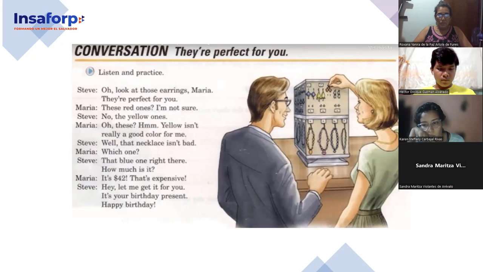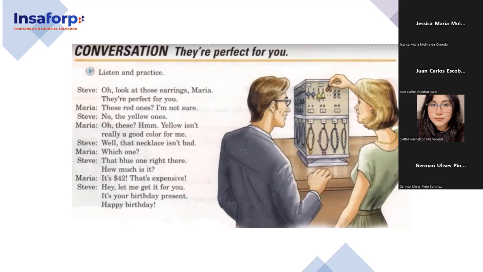Which one? That blue one right there. How much is it? It's for two. That expensive? Hey, let me get it for you. It is your birthday present. Happy birthday. Happy birthday to you. Yeah, happy birthday. Very good.